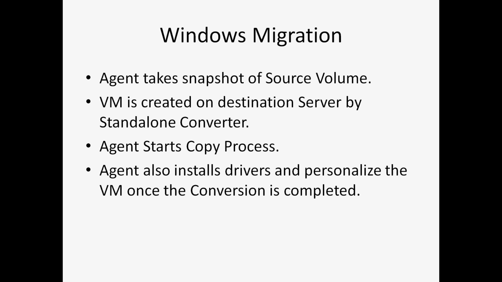complete the migration. As discussed before, in terms of Windows migration, the agent is the component which is responsible for taking a snapshot. It clones the source volume and creates a destination VM, and then the agent is also responsible for starting the copy process, copying the source volume to the destination volume once the clone of the source volume is created. And once the migration is completed, the agent also installs the drivers and personalizes the VM.